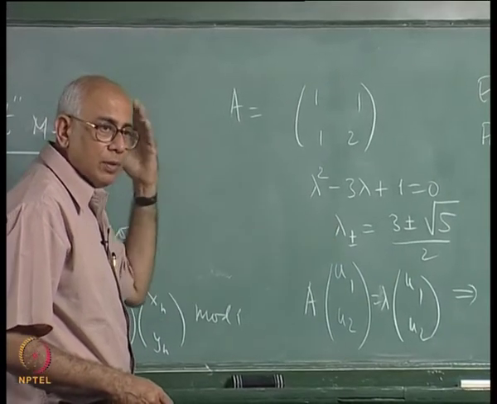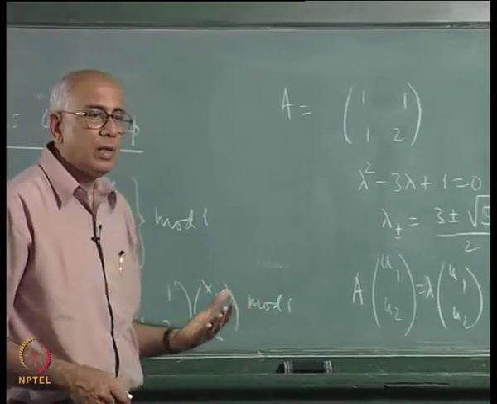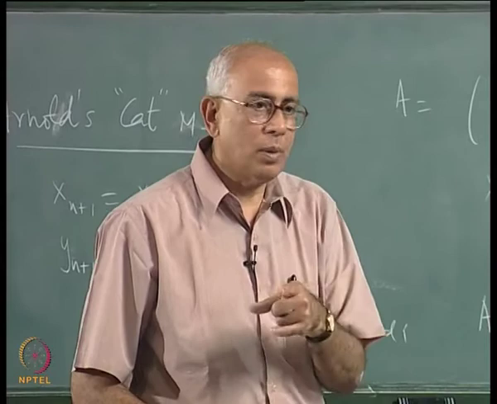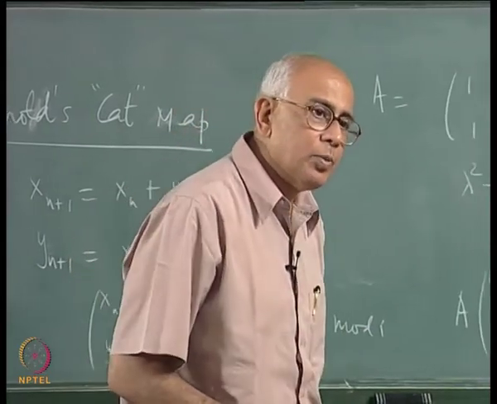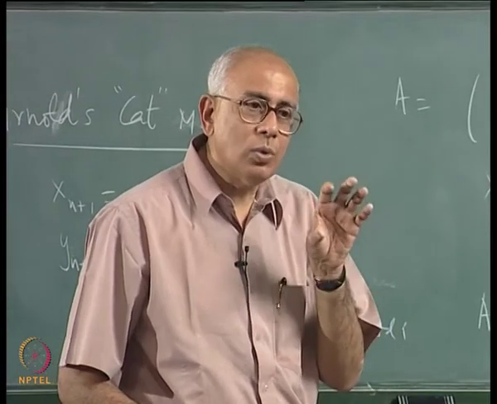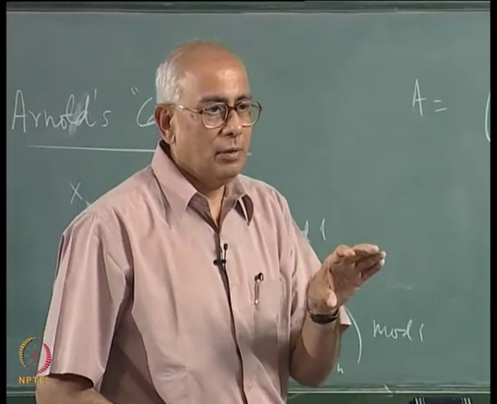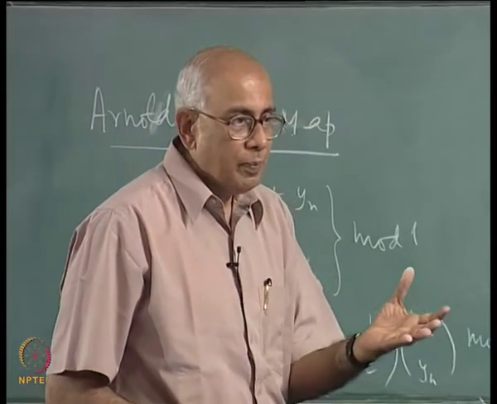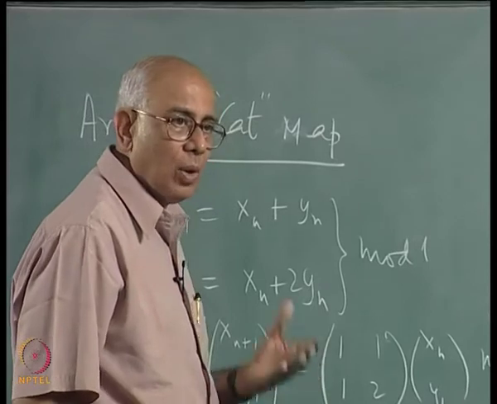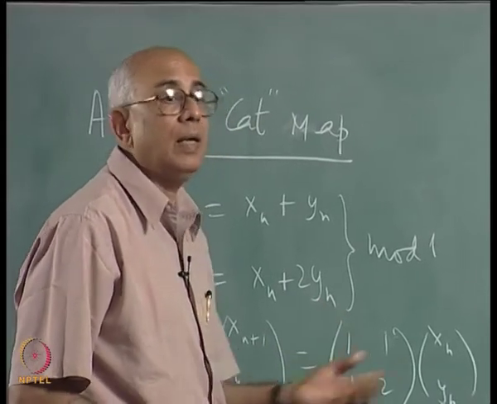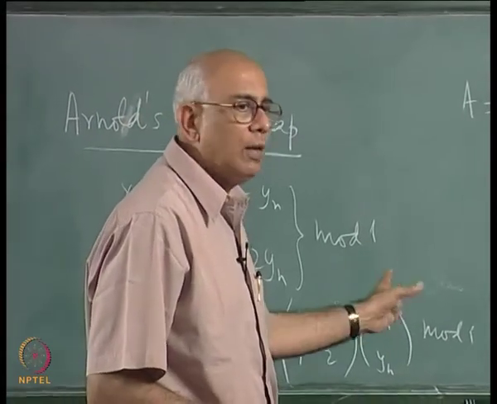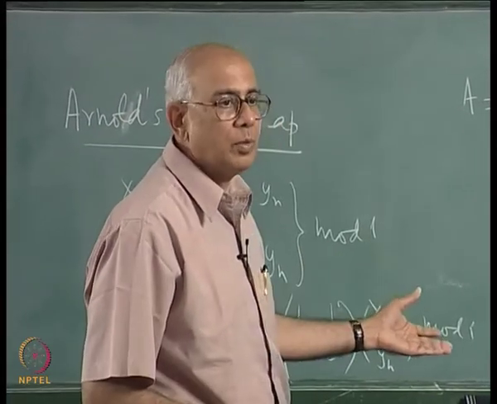Just like in the case of the one dimensional example of the Bernoulli shift, where I know that xn was 2 to the n x0 modulo 1, and the Lyapunov exponent became log 2, because that factor 2 to the power n, if I take the log of it and divide by the initial separation, I end up with log 2 as the answer. If I divide by n and take the limit as n goes to infinity, I get the Lyapunov exponent. So that is exactly what we have to do here, except there are two Lyapunov exponents.